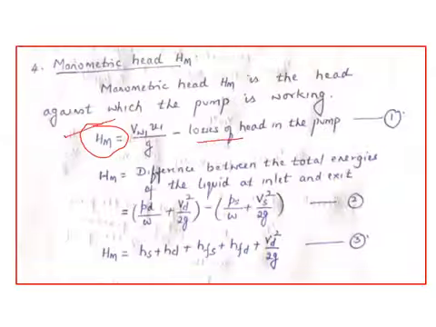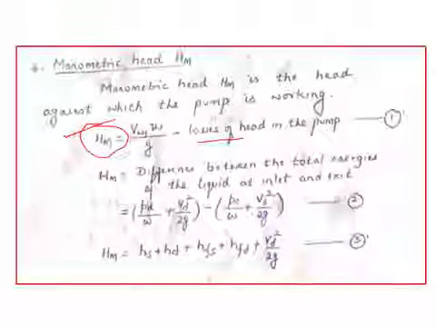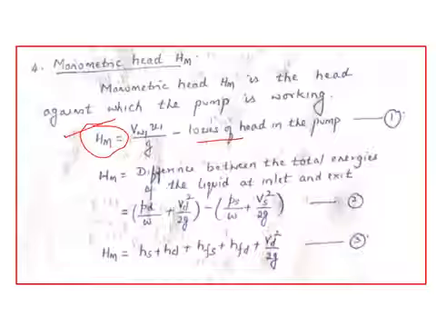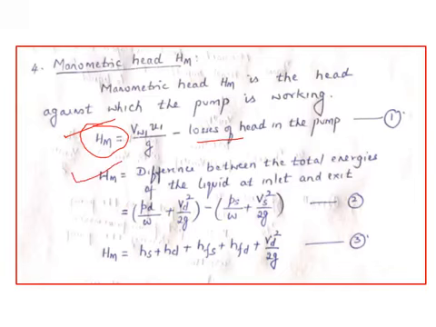So you also know that we fit gauges at the outlet, and also at the inlet of the pump, so the difference of the total energies will also give the manometric head, which is the pressure head at the delivery side plus the kinetic head at the delivery side, minus the suction head at the suction side plus the velocity head at the suction side.